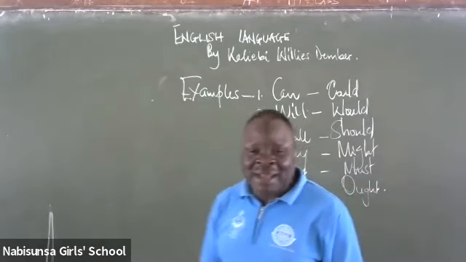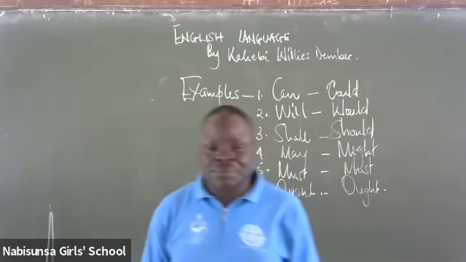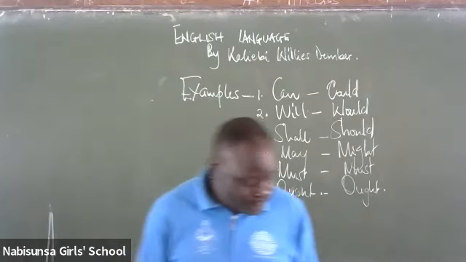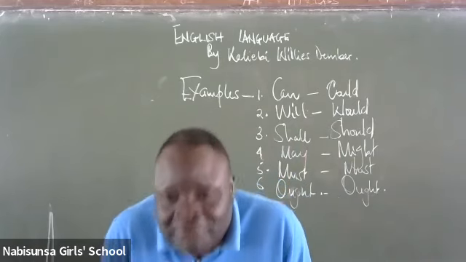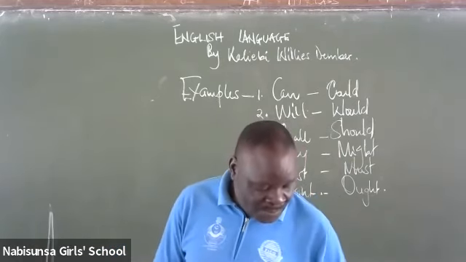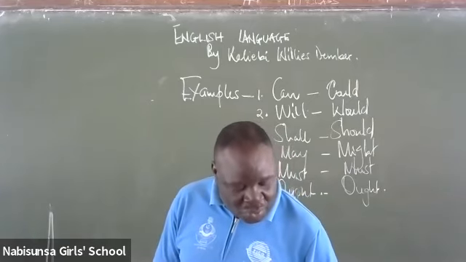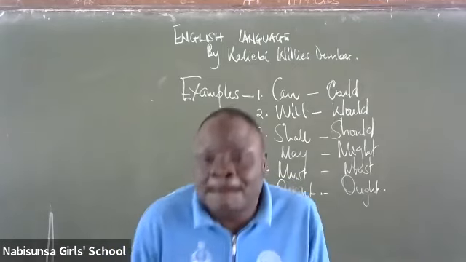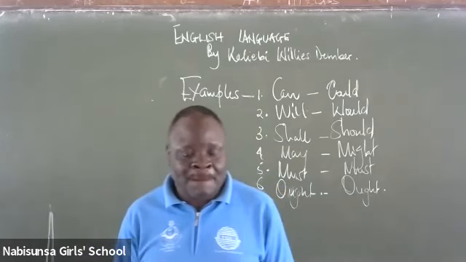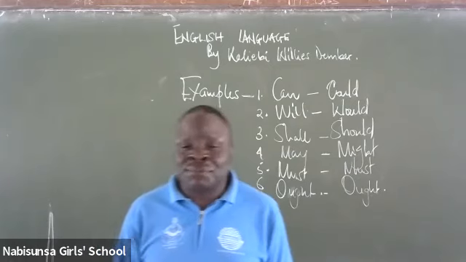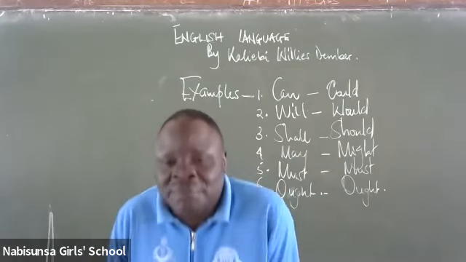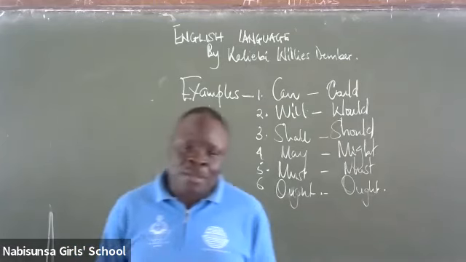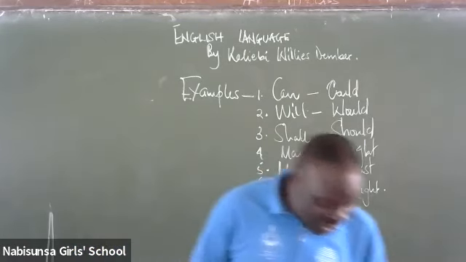Now we are constructing sentences using ought. Who can give us a sentence using ought? Marilyn? We ought to listen to our teachers. Thank you. Another one? This is Aliyah. We ought to brush our teeth. Lastly, we have Joelia. I ought to go for swimming. Good. Now, that is what we are looking at this morning.